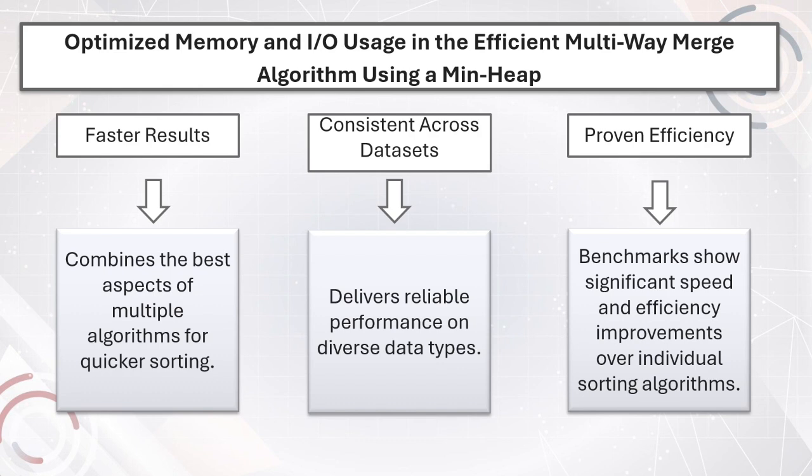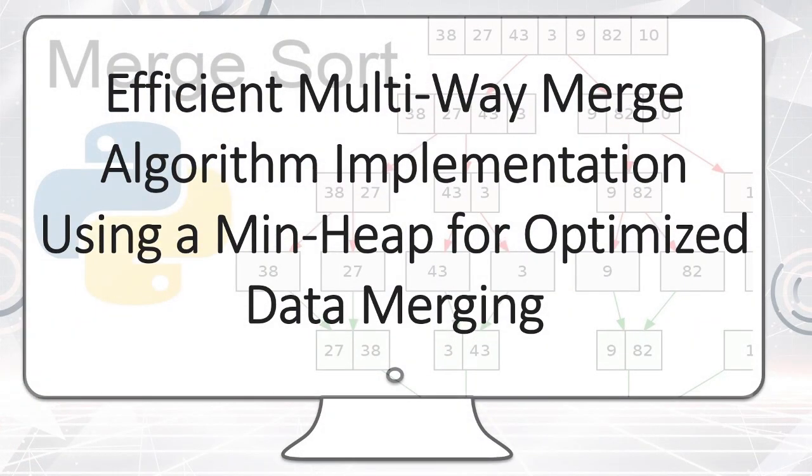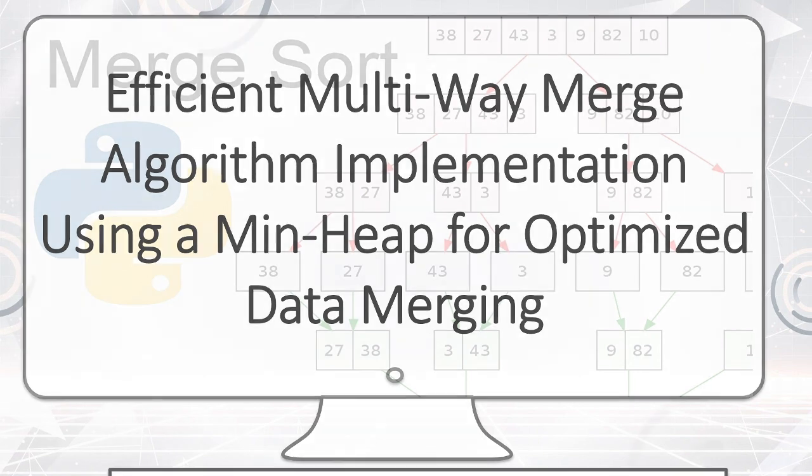In real-world applications, it has proven to outperform single-pass or multi-pass sorting techniques, making it a trusted solution for merging large datasets with minimal computational costs. We're now going to proceed to the implementation of the multi-way merge algorithm using a min heap for optimized data merging in three main steps.